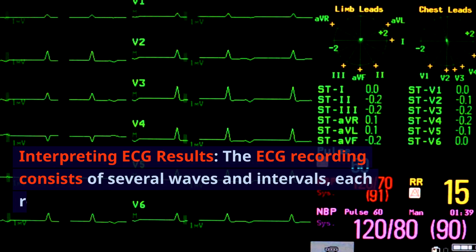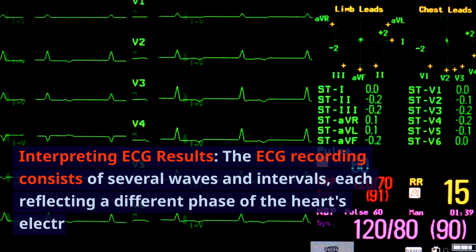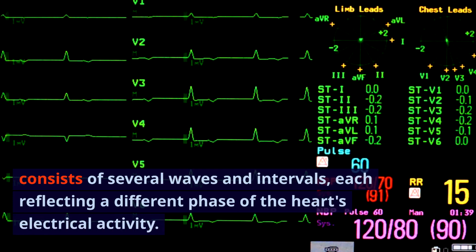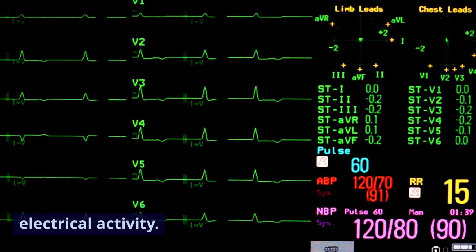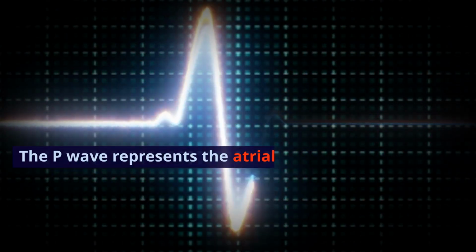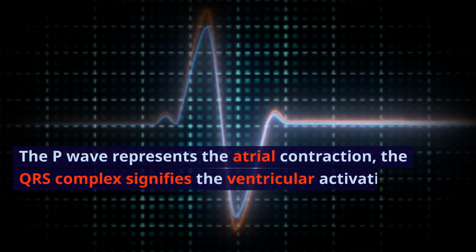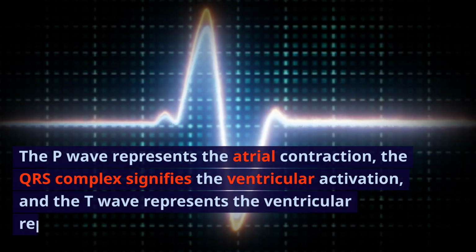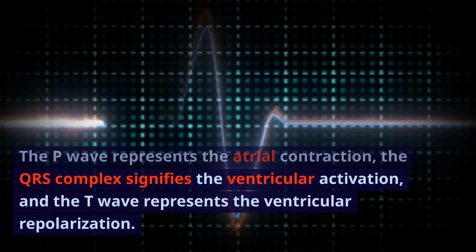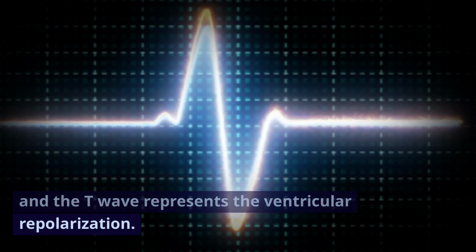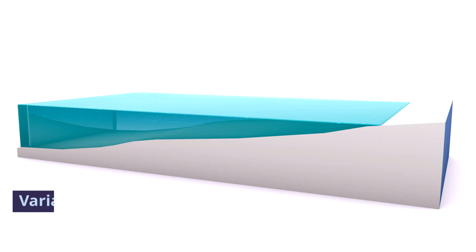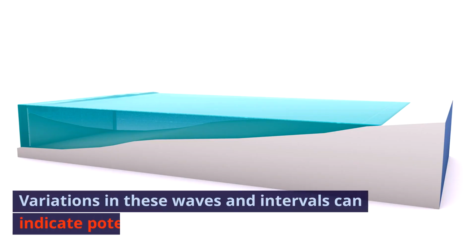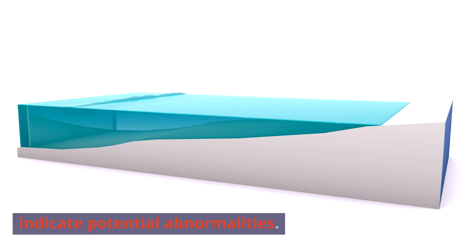Interpreting ECG results. The ECG recording consists of several waves and intervals, each reflecting a different phase of the heart's electrical activity. The P wave represents the atrial contraction, the QRS complex signifies the ventricular activation, and the T wave represents the ventricular repolarization. Variations in these waves and intervals can indicate potential abnormalities.